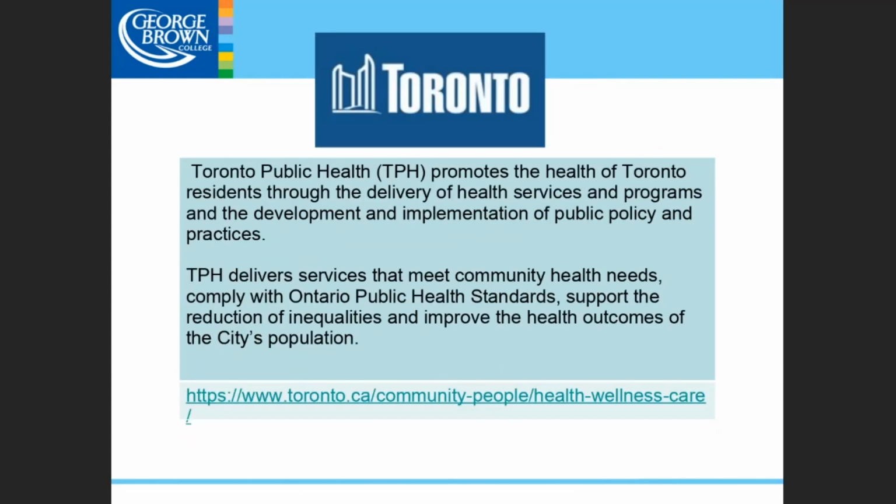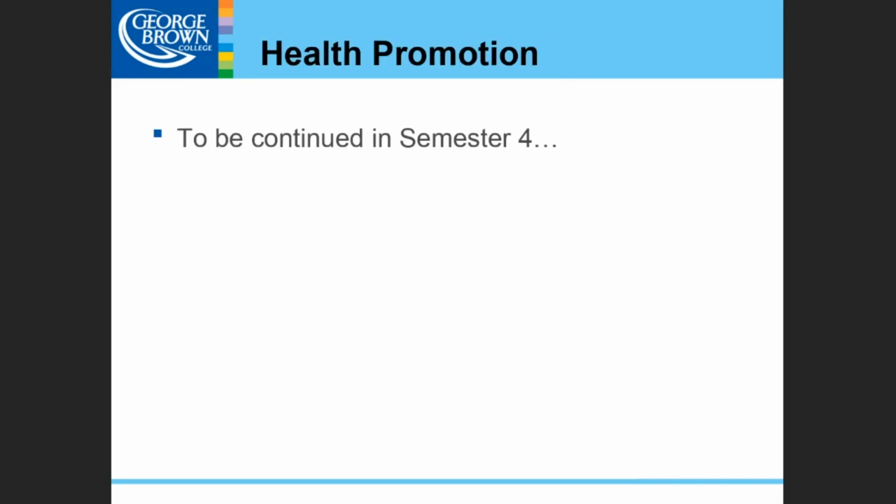And then our municipal level example is Toronto Public Health, and they promote the health of Toronto residents through the delivery of health services and programs and the development and implementation of public policy and practices. What I was sharing with you before, when we were talking about examples of health promotion and I showed you the pre and postnatal examples, that was all from Toronto Public Health. So that's all I really wanted to share with you, a couple more resources to explore.